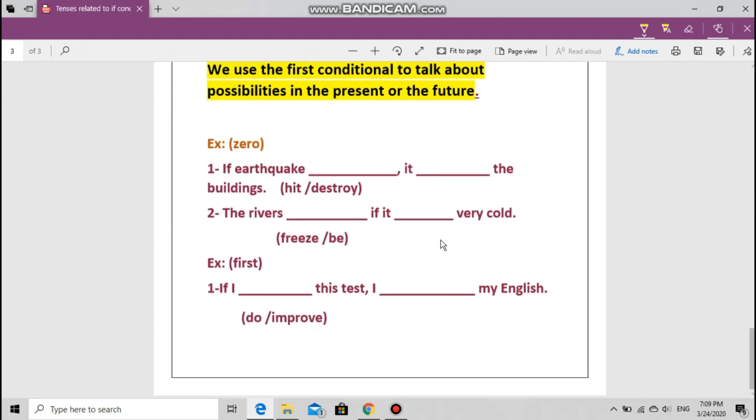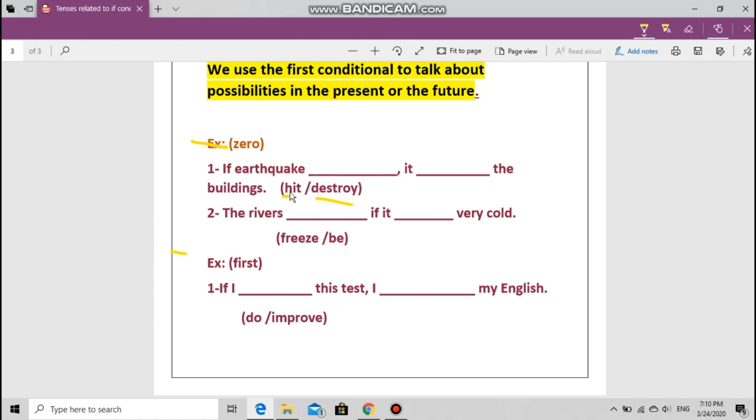I prepared something for you here on the zero and the first. In the zero, you have to just keep in mind we have to use present simple in both sides, in the if clause and the main clause, present simple, present simple. If the earthquake hit, it destroy the buildings. We have the verbs hit and destroy. This is zero, and the sentence is a fact.